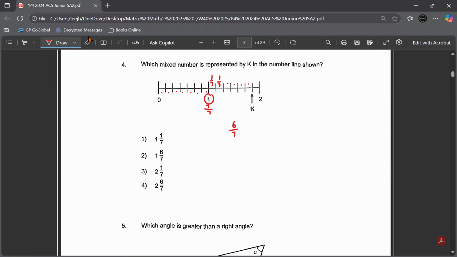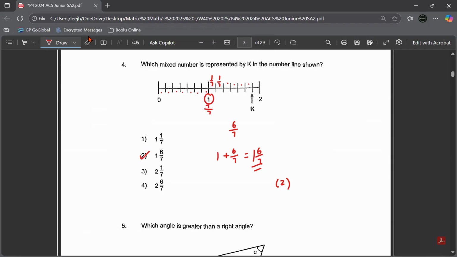So that means this is 1 whole, right? So it's actually 1 whole plus 6/7. Your answer is 1 and 6/7, which is number 2. Because there are 7 parts, so if there are 7 parts, 1 whole will be 7/7, 7 out of 7.